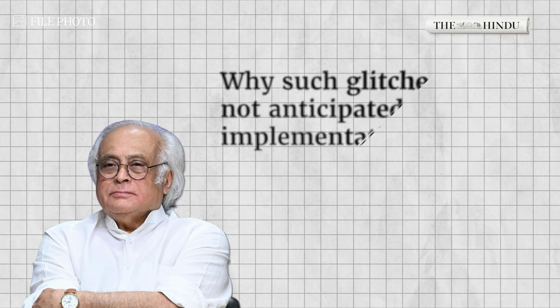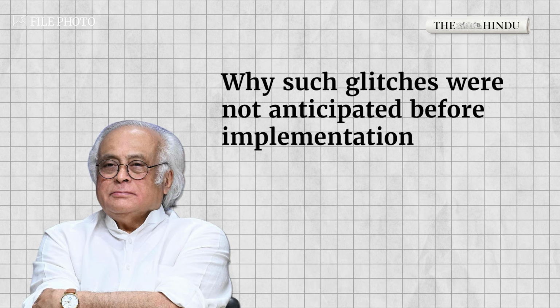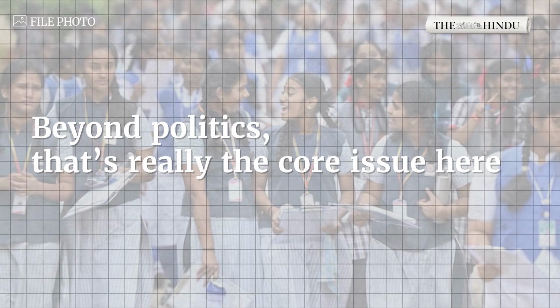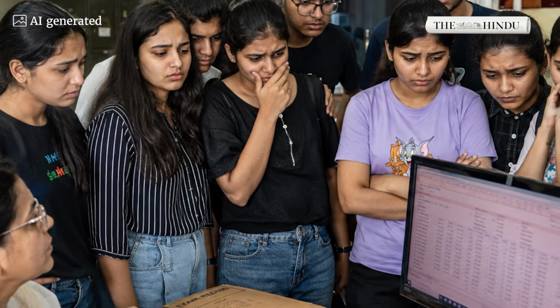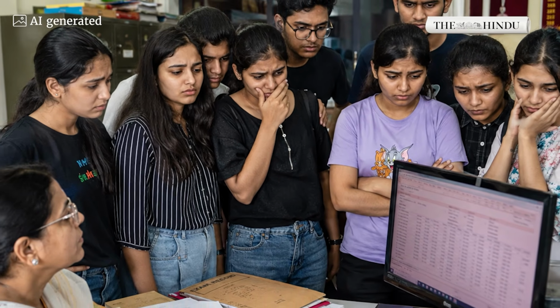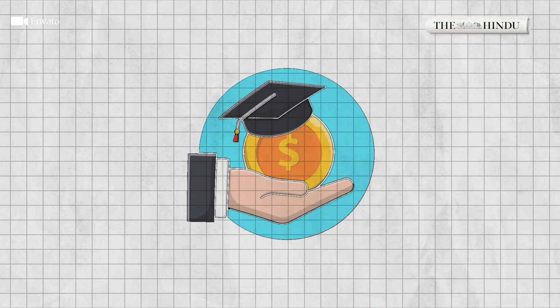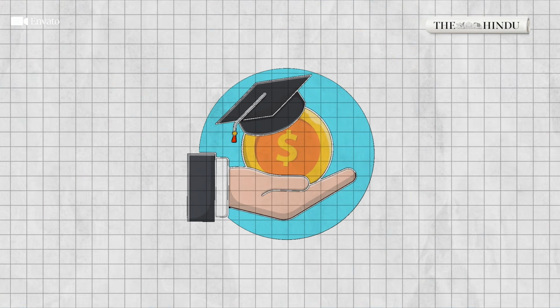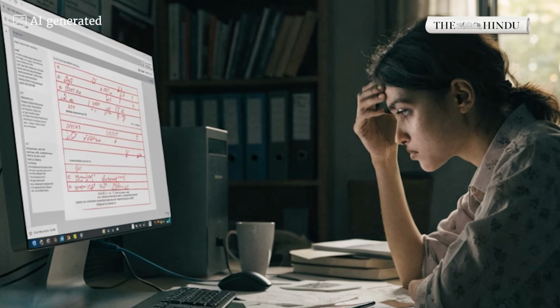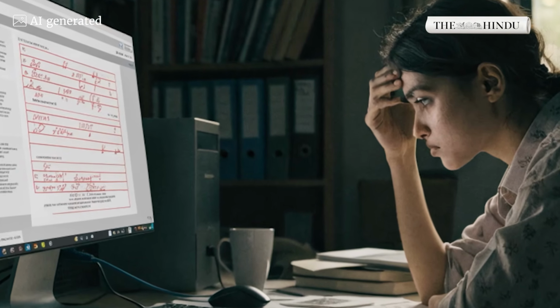Meanwhile, political attacks have intensified. Senior Congress leader Jairam Ramesh accused the government of throwing the academic futures of lakhs of students into chaos. He questioned why such glitches were not anticipated before implementation. And beyond politics, that's really the core issue here. Because these are not just numbers on a screen. For many families, especially from modest backgrounds, Class 12 marks determine whether a student gets into college, qualifies for scholarships, or loses out on opportunities entirely. Which is why even a small error in evaluation can have life-changing consequences.